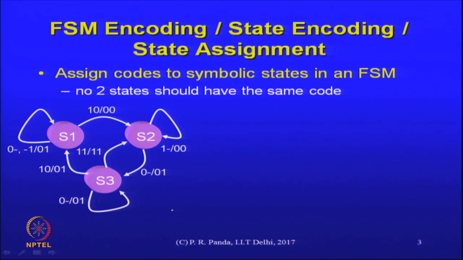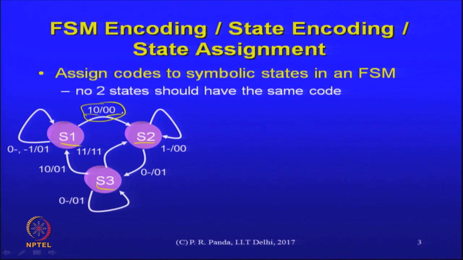It is also variously called state encoding, state assignment and so on, all of them referring to the same problem. What is the problem? We assign codes to symbolic states in an FSM. These are the symbolic states S1, S2, S3. We can name them whatever, usually you choose some meaningful name for the states. This is a Mealy machine, we understand this annotation, right. 1 0 refers to the condition and this 0 0 here refers to the actions.